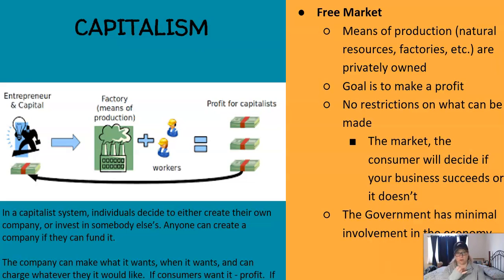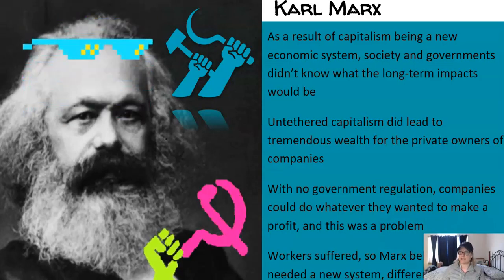If you are an inventor, you get wealthy. If you are an investor, you get wealthy. If you are a factory owner, you get wealthy. If you're higher up in the company, you get wealthy. The problem is the people making the products, the factory workers, don't get wealthy. And this is going to lead to another economic system, which is called Marxism.